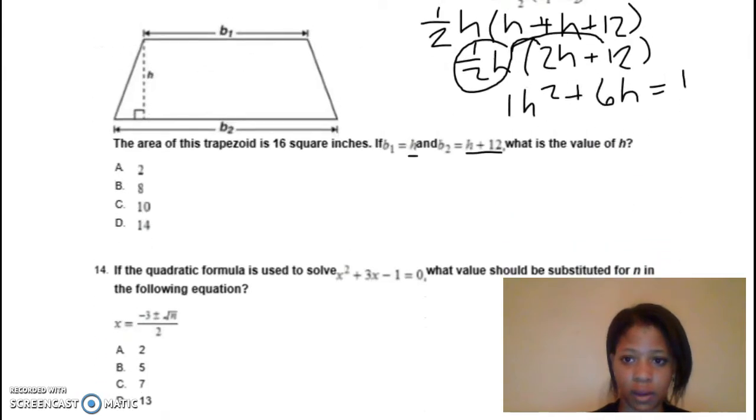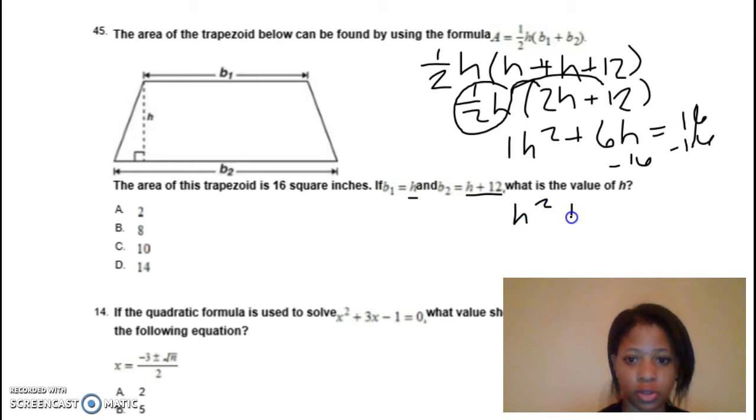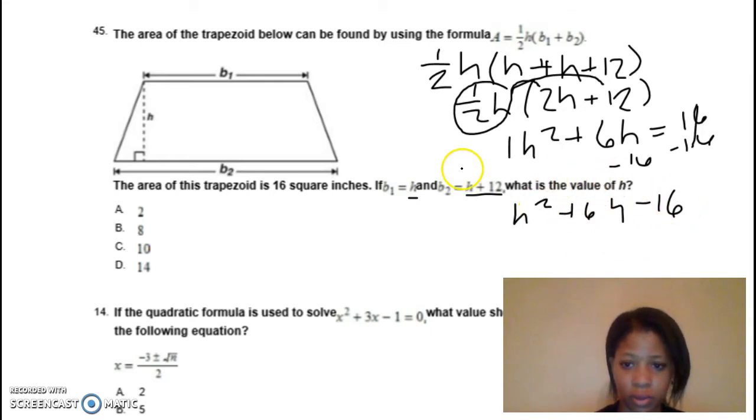So I need to get everything on one side. So if this is a positive 16, I'm going to need to subtract 16 from both sides. This cancels out. I have nothing to combine 16 with on this side, so I'm just going to rewrite everything. So I have H squared plus 6H minus 16. And now I'm just factoring this, right? So what are my factors? Sorry, this is an H.